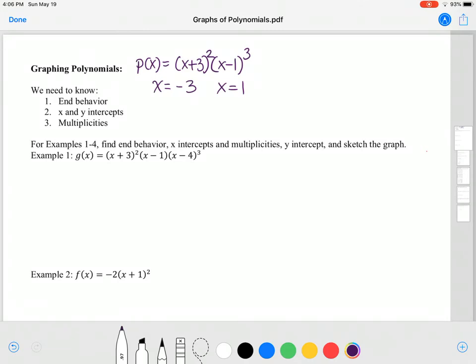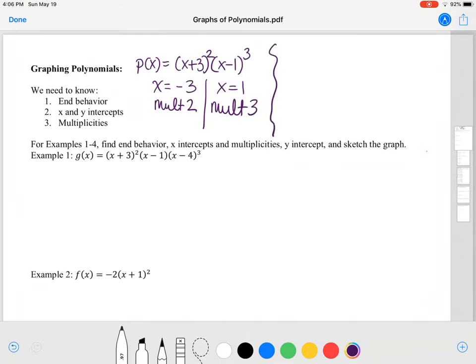However, if you notice, x plus 3 is a factor twice. So that means negative 3 is an x-intercept twice. And that's what we call a multiplicity of 2. And then x equals 1 is an x-intercept 3 times, because I have that factor, x minus 1, 3 times. So that's what we would call multiplicity 3. So that multiplicity tells me the number of times that number is an x-intercept.